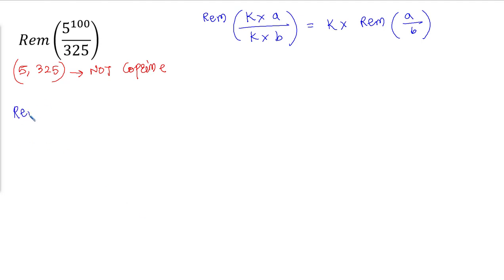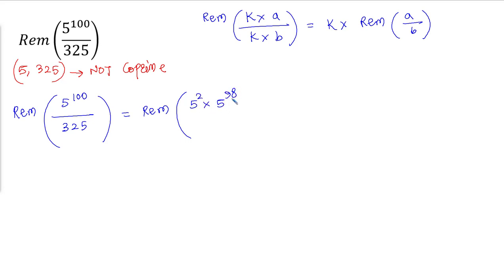So we are supposed to find the remainder of 5 to the power 100 divided by 325. Can we write this as the remainder of 5 square into 5 to the power 98, divided by 325, where 325 is 25 into 13, since 25 ones are 25 and 25 thirteens are 325? In the numerator and denominator 5 square is common, so the value of k becomes 5 square. So the remainder is going to be 5 square into the remainder of 5 to the power 98 divided by 13.